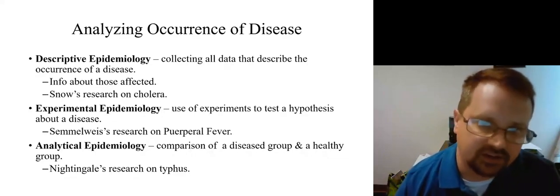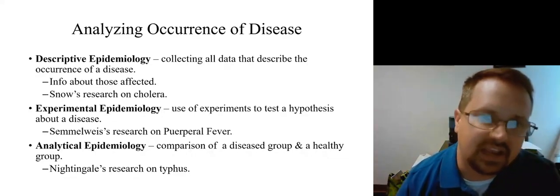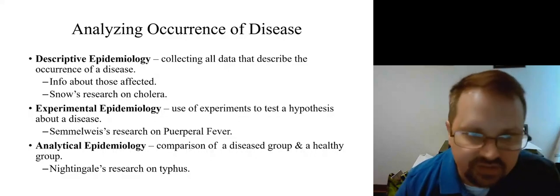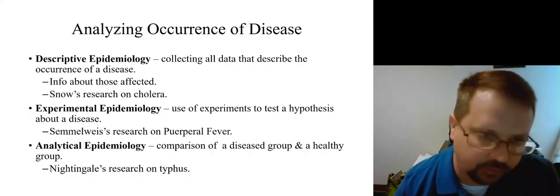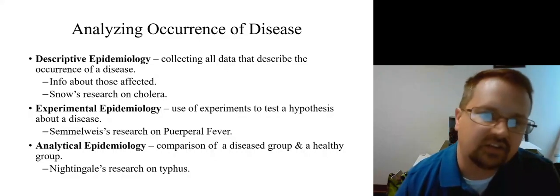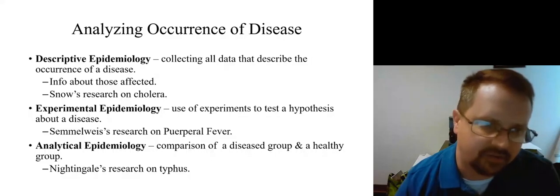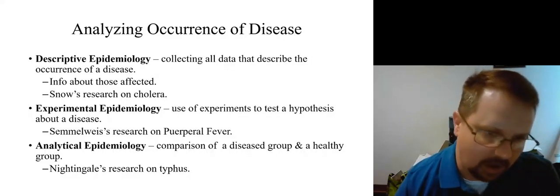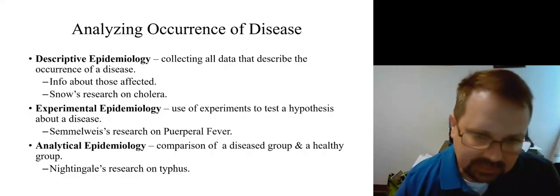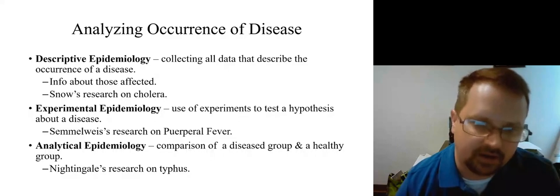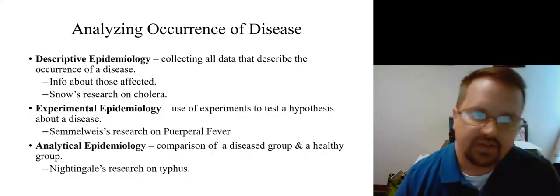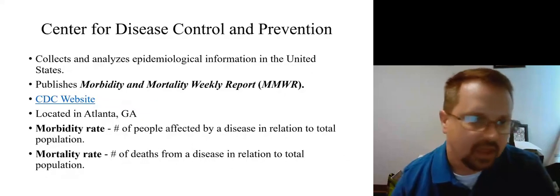Okay. Descriptive epidemiology is collecting all the data that describe the occurrence of a disease. Who's infected, for example, Snow's research on cholera. Experimental epidemiology is looking at experiments to test a hypothesis about a disease, like Semmelweis on puerperal fever. Analytical epidemiology compares a disease group and a healthy group, like Florence Nightingale. Okay, these are all types of epidemiology.